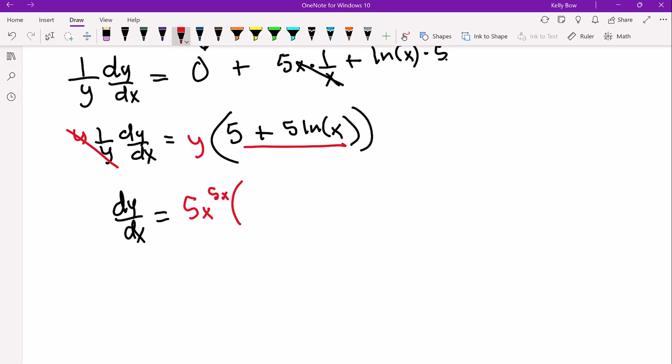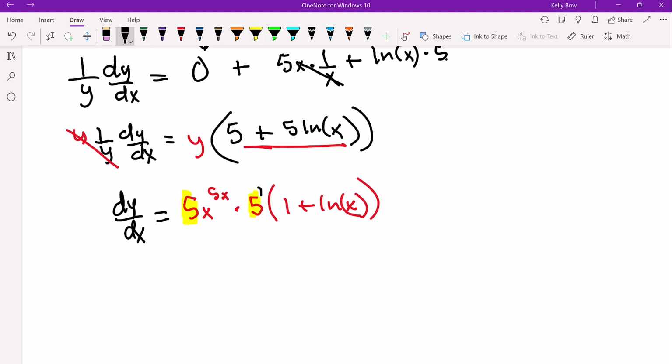Inside here, I could have done this. I don't know that that matters. I think we can leave it just like that. Nope. We're going to factor out that 5. So I'm going to write it like this. Since those two have a 5 in common, I'm going to put the 5 there, then in parentheses 1 plus ln of x. The reason why that's important is because now these bases are the same.